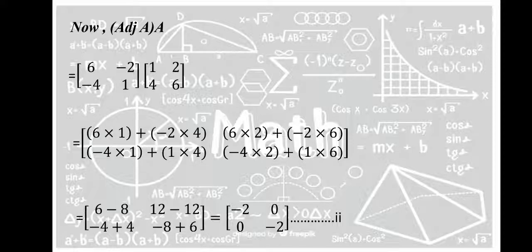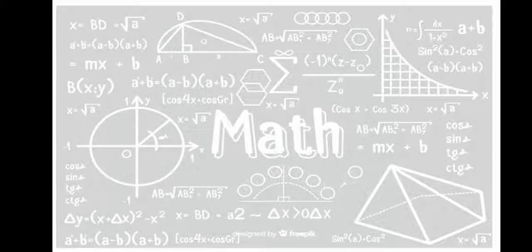So the matrix will become 6 minus 8, 12 minus 12 in the first row, minus 4 plus 4, minus 8 plus 6 in the second row. 6 minus 8 is minus 2, 12 minus 12 is 0, minus 4 plus 4 is 0, minus 8 plus 6 is minus 2. So this is the second equation.